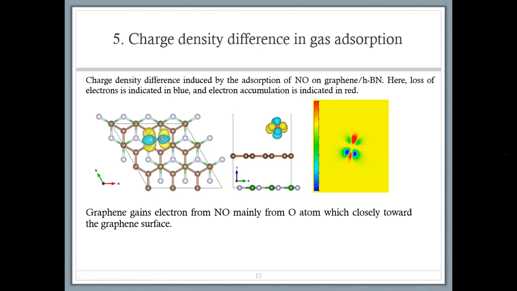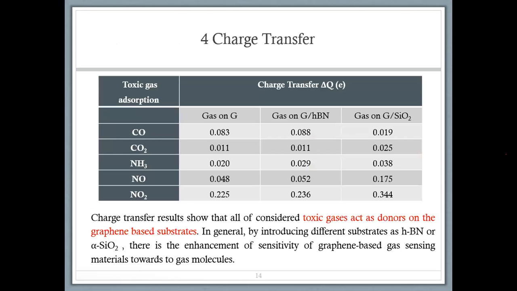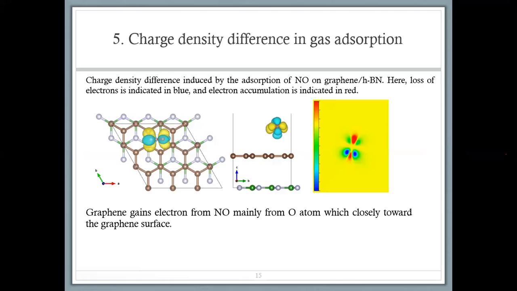And in total, as I showed before, for the case of NO adsorbed on graphene on boron nitride, the charge transfer is about 0.05 electron. The amount is quite small. The result also shows the orientation of NO when it adsorbs on the graphene surface: the oxygen atom is close to the graphene surface, and that's why the graphene gained the electron mainly from the oxygen.